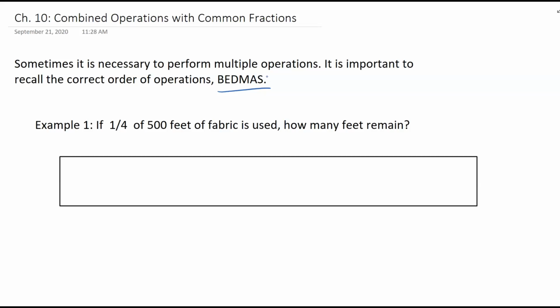If 1/4 of 500 feet of fabric is used, how many feet remain? Now, a key thing in math is the word "of" quite often means multiply. So we need to find 1/4 of 500. And in math, that means 1/4 times 500.